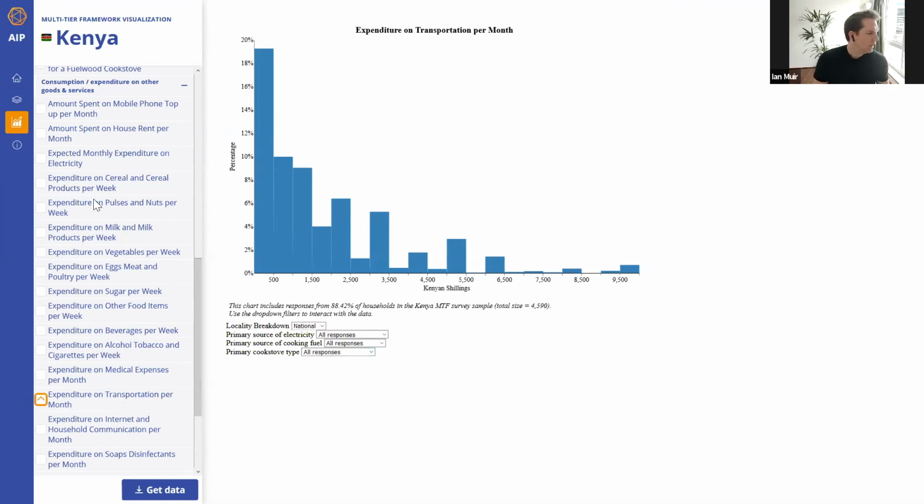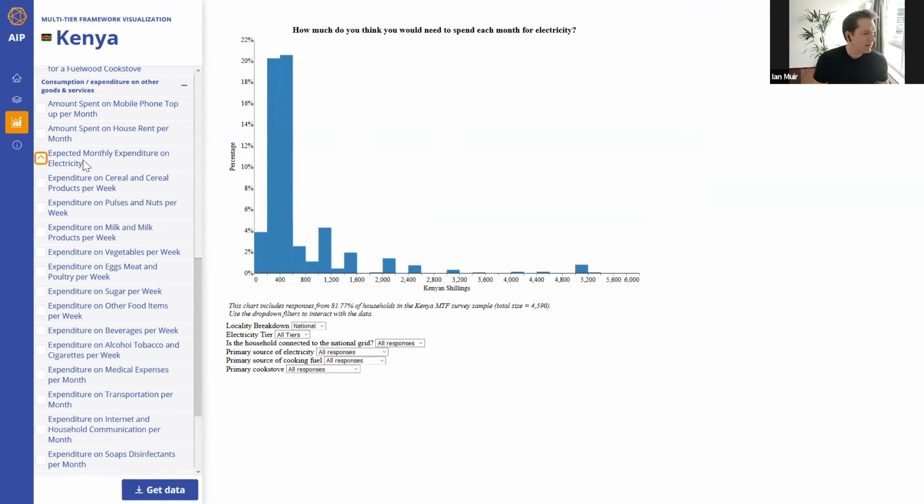Expenditures on, and I like this one here, this is expected monthly expenditure on electricity. This is specifically for households that don't have access to the KPLC grid currently. Their own view about how much they would spend if they were to get an electricity connection. I don't know if people know the exchange rate now, but the vast majority of people that answered this question think that they would spend on the order of $3 to $5 per month on electricity.